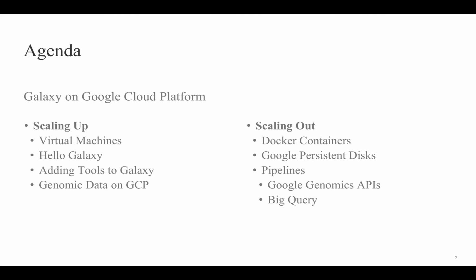The second aspect will be scaling out. Here I'm going to look at some newer technologies in virtualization, notably containers. I'm going to be working with Kubernetes on GCP and getting Galaxy up and going there. Then I'm going to look at Google Persistent Disks for storing your work. And finally, I'm going to close by looking at the future, which is pipelining, and that's stringing Google Cloud services together, such as the Google Cloud Genomics API and BigQuery, to scale your bioinformatics pipeline in a very massive way.